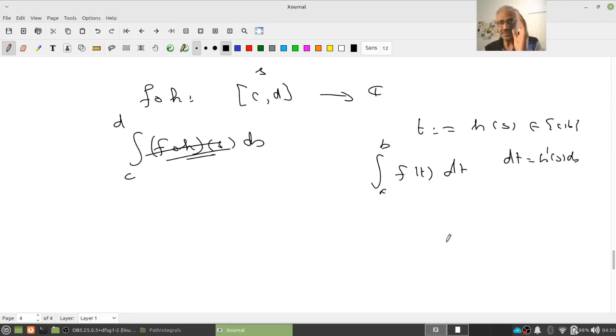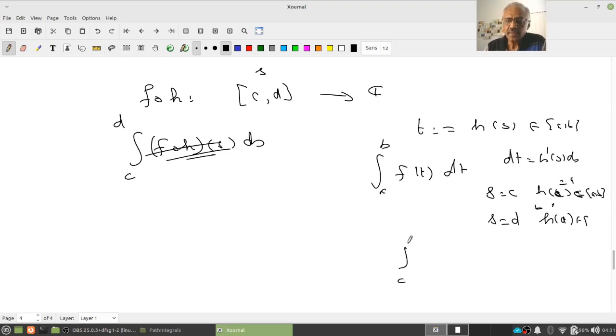I am just trying to recall what we want to do. This is how you did it. And what did you do when s equals c? Then h of c is contained in [a,b]. And similarly, when s equals d, h of d is contained in [a,b]. Assume this is a and b, but I don't require that. In that case, we said it is going to be the integral from c to d of f of h of s times h prime of s ds.